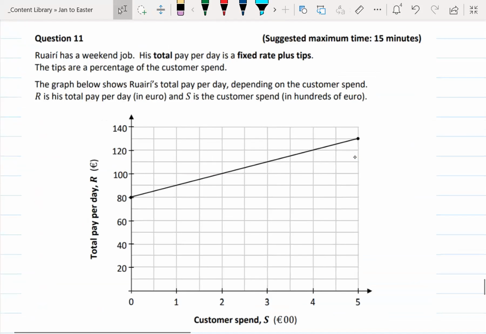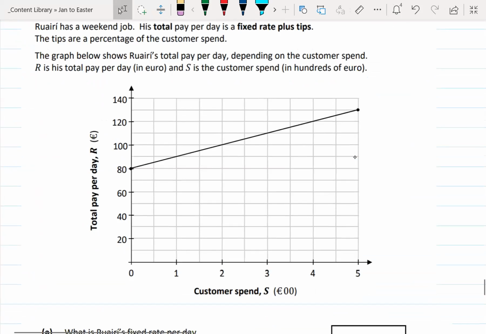Rory has a weekend job. His total pay per day is a fixed rate plus tips. The tips are a percentage of the customer spend. The graph below shows Rory's total pay per day depending on the customer spend. R is his total pay per day in euro, and S is the customer spend in hundreds of euro.